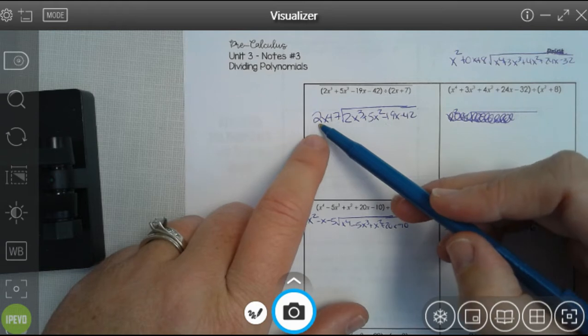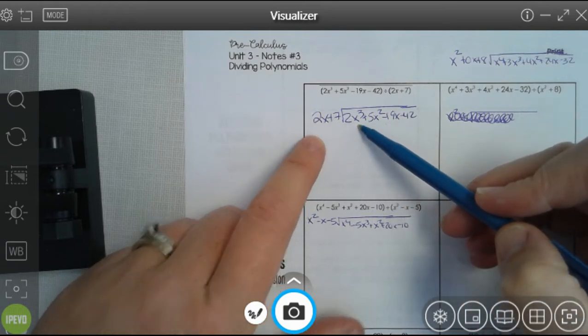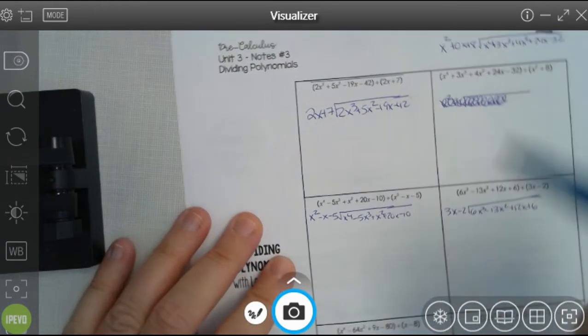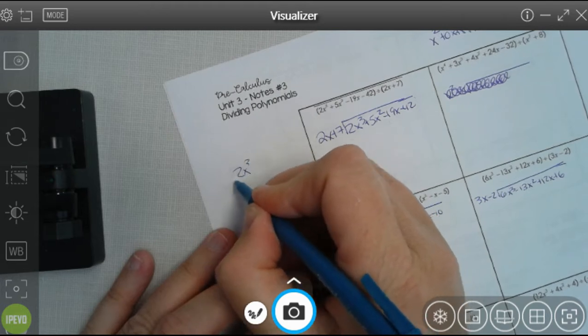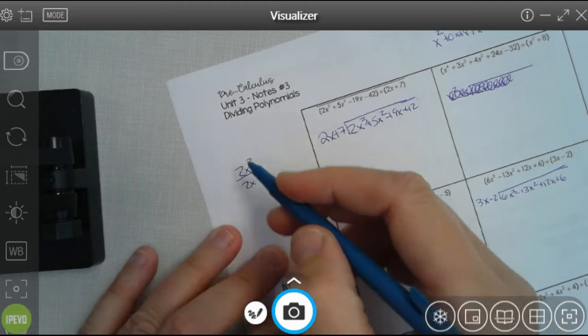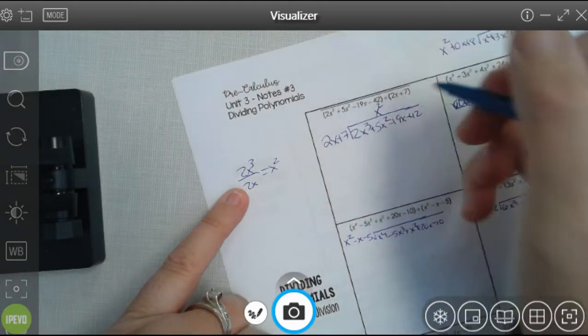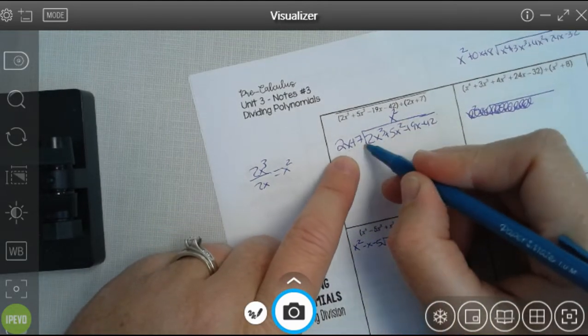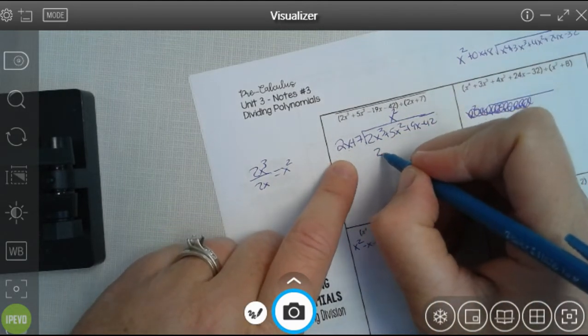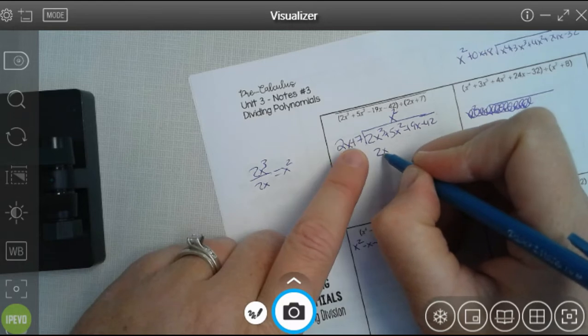So what you're saying is 2x goes into 2x cubed how many times? The easiest way to do this is I always do 2x cubed divided by 2x. And whatever that result is, that's what we're going to be putting up here. So it's an x squared. And now I actually multiply each of these terms by x squared. So I get 2x cubed plus 7x squared.